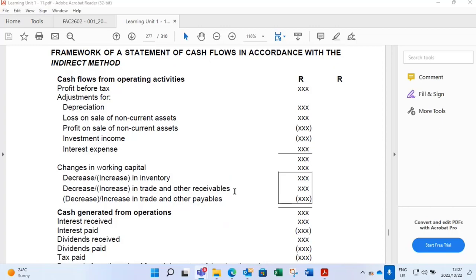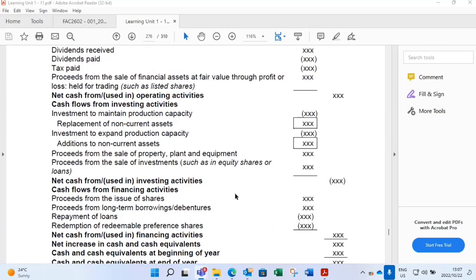So the one who said you can't calculate the cash paid to suppliers, you were referring to the direct method, right? Was it you, who was unable to calculate the cash paid to supplier? Yes, it was me. I was referring to the direct method.